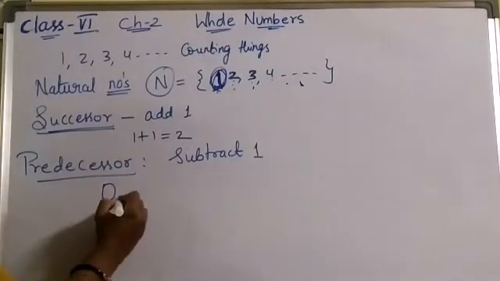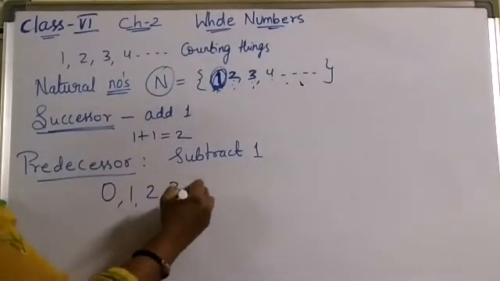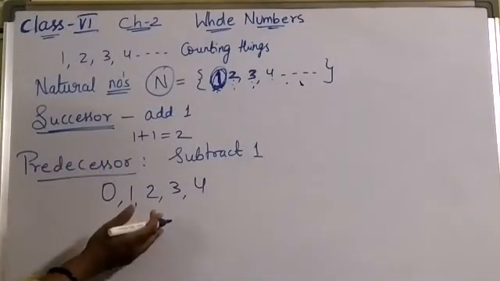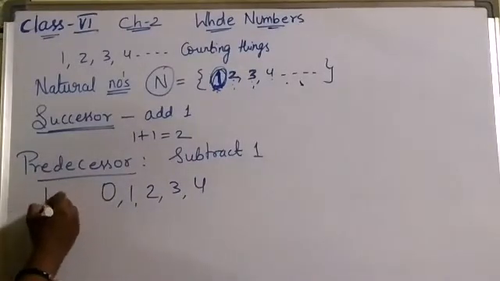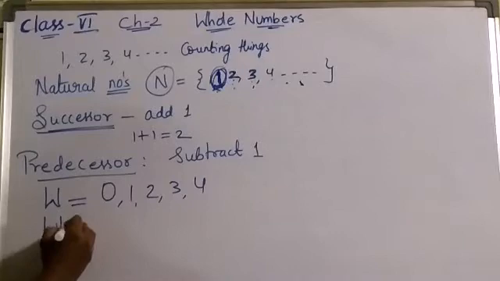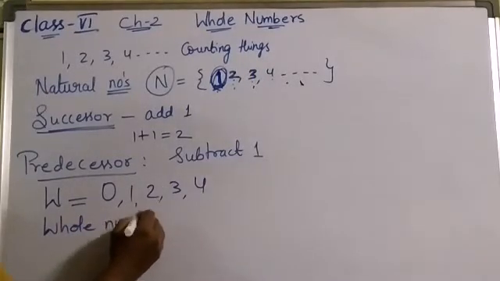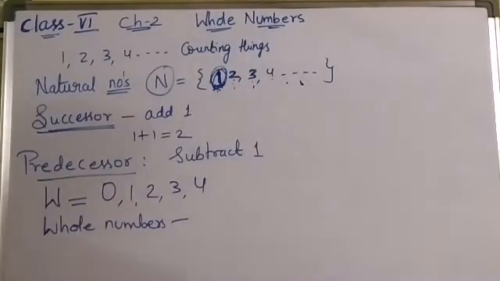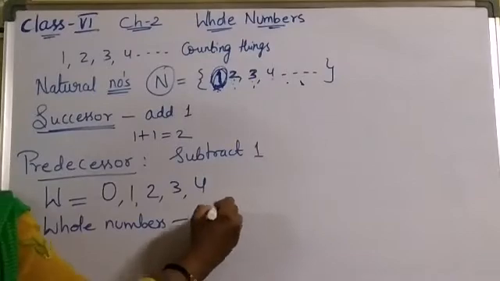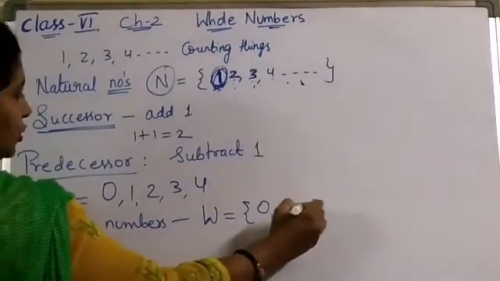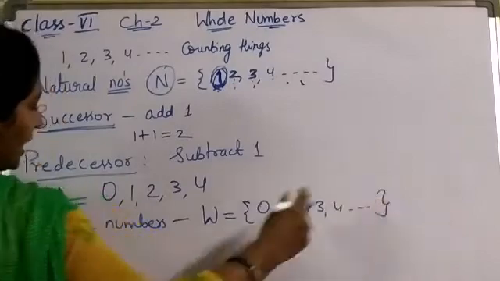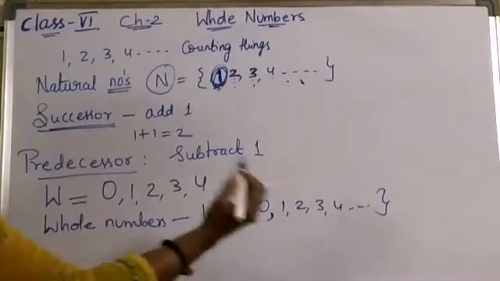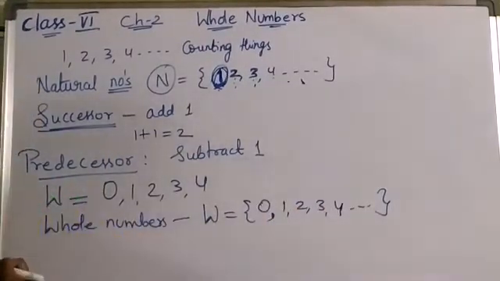Now when we add 0 to these natural numbers 1, 2, 3, 4, we get another group of numbers. They are nothing but whole numbers. Whole numbers are all natural numbers including 0. Whole numbers are denoted with capital W. So it is the set 0, 1, 2, 3, 4 and so on. Which is the smallest whole number? 0 is the smallest whole number. Can you say which is the largest whole number? We can't say.